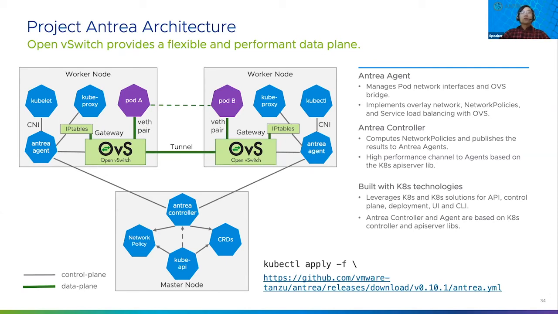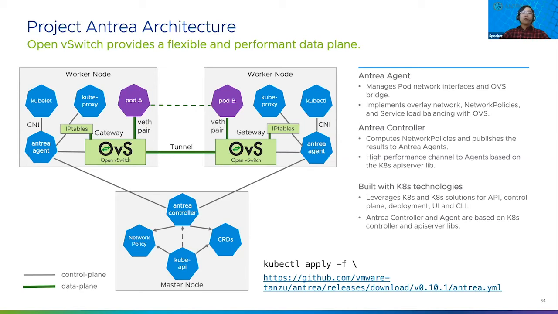The other major component is Antrea controller, which runs as a Kubernetes deployment. Antrea controller watches Kubernetes network policies from the API server, transforms them, and disseminates them to the relevant Antrea agents. We have a slide later to talk more about the network policy implementation in Antrea. Worth mentioning, Antrea controller leverages the Kubernetes API server library to build a high-performance communication channel to agents, and also to expose a Kubernetes-style API. The channel can scale pretty well.